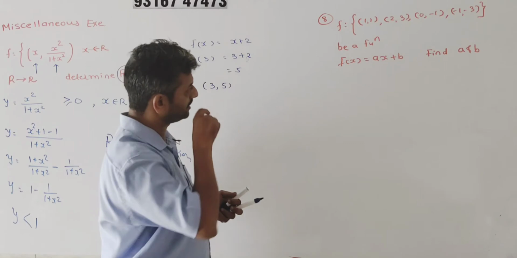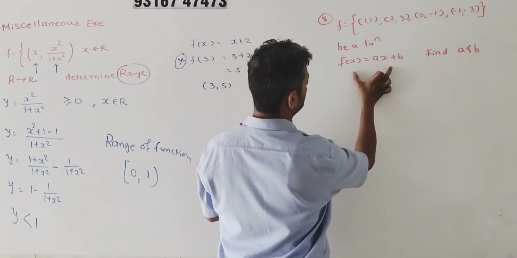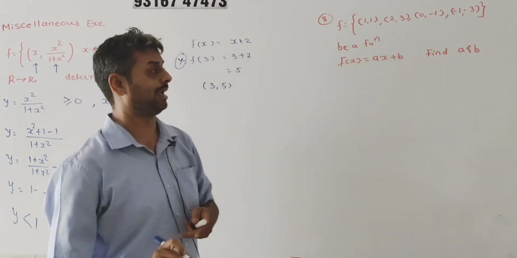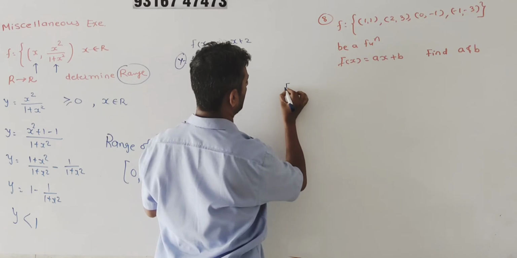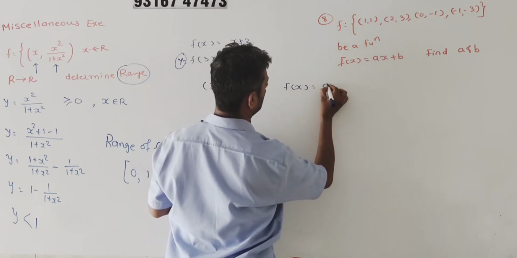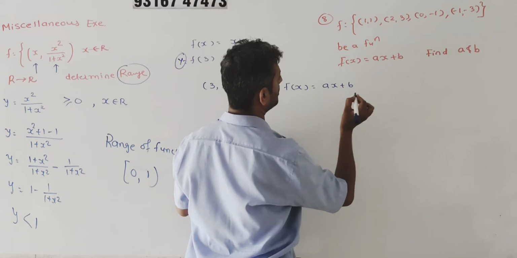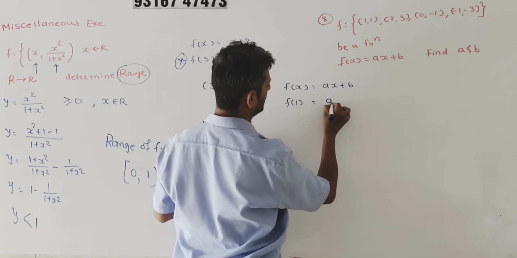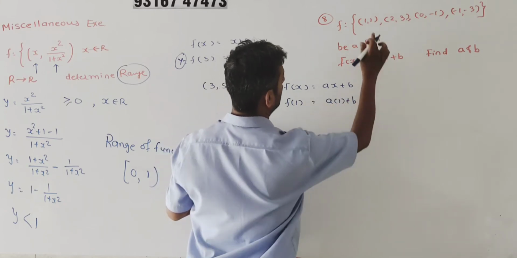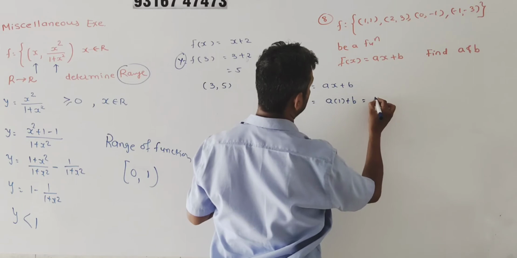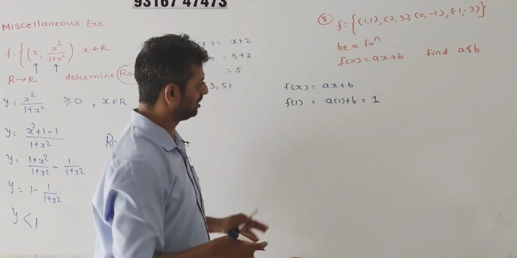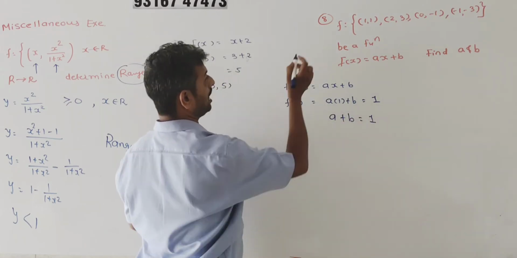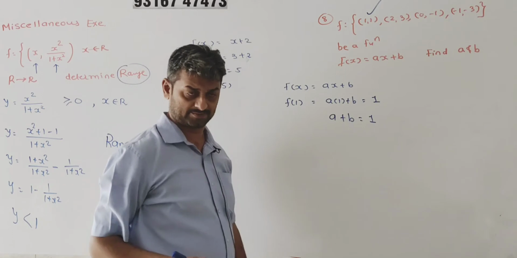Now they said that f(x) is given like this and the ordered pairs are given like this, then we have to find out a and b. So first I will take f(x) is equal to ax plus b. If I take f of 1, that is a into 1 plus b, and the answer, the y coordinate, is 1. So ax plus b is equal to 1. So a plus b is equal to 1. I have found this for this ordered pair.